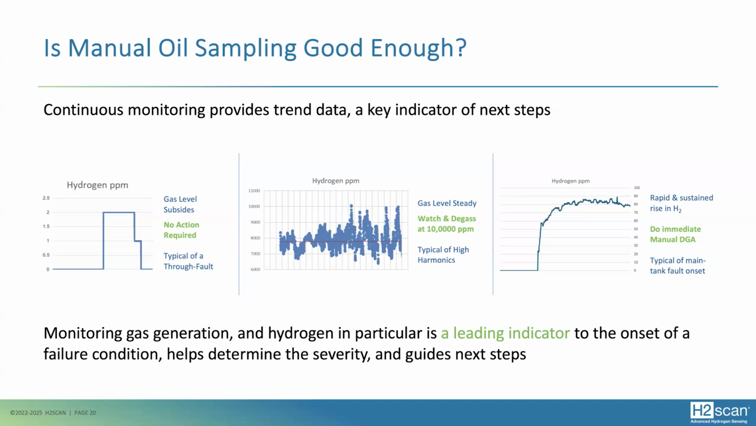Short version: if we monitor gas generation, and hydrogen in particular, it is a leading indicator to the onset of a failure condition. It will help you if you've got context because it's online.